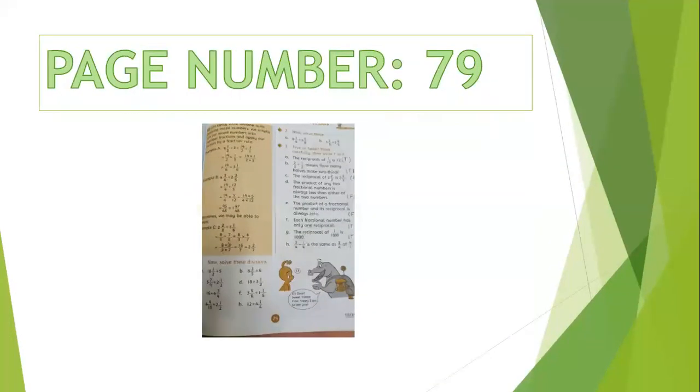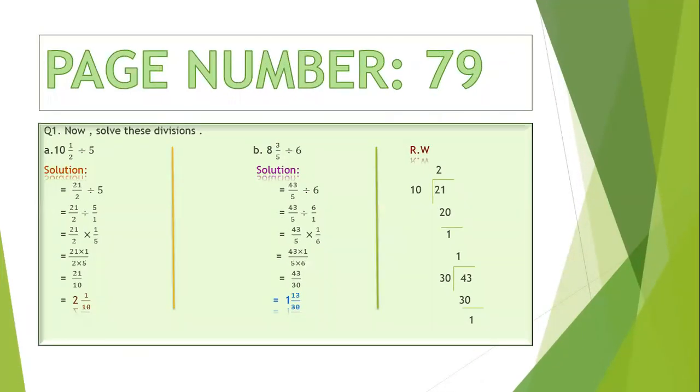Now page 77 is finished because we have done all the parts here. Now we have page 79. There are three questions and all the parts of all these three questions are included, and this is the last page of our syllabus. Question number 1 is solve this division. In each part of this question, the first number is a mixed number and the other number is a whole number or a mixed number.